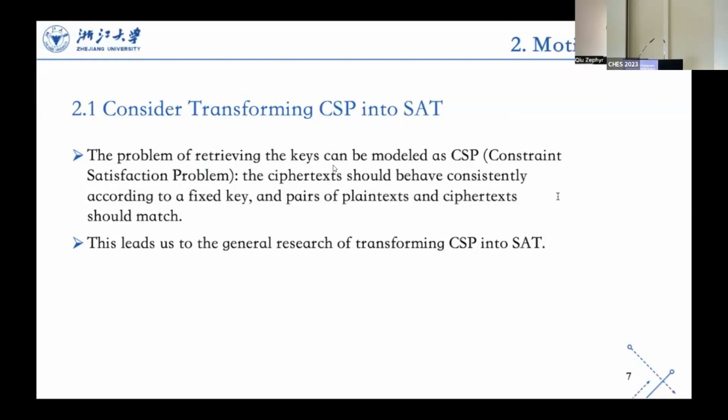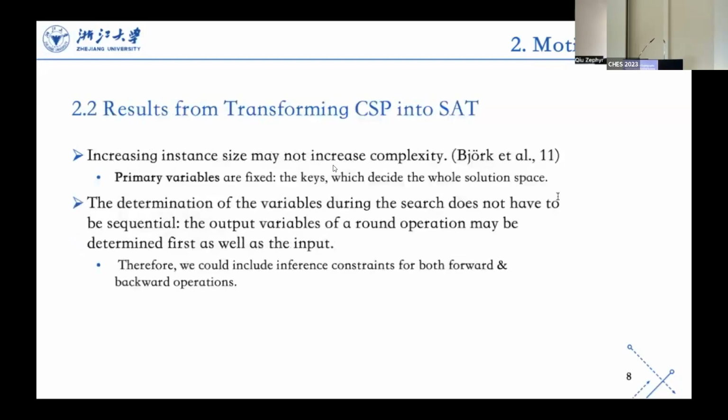First, we would like to introduce a subtle conceptual transition. The problem of retrieving the keys can be modeled as a CSP, constraint satisfaction problem, where the constraints are deduced from the known plaintext and ciphertext. This leads us to the research topic of transforming CSP into SAT. After this conceptual transition, I would like to mention several important results in the research of transforming CSP into SAT.